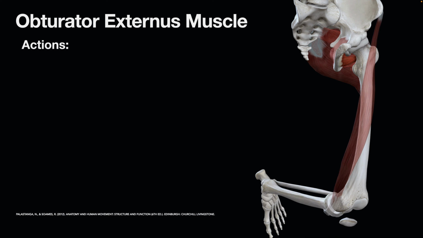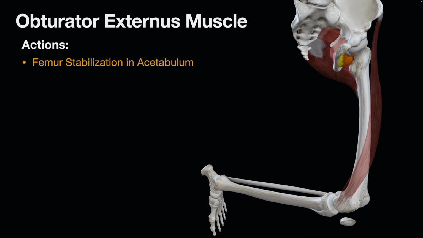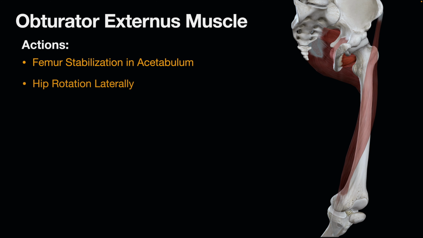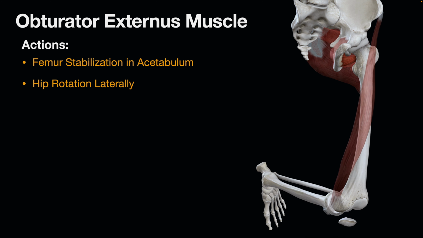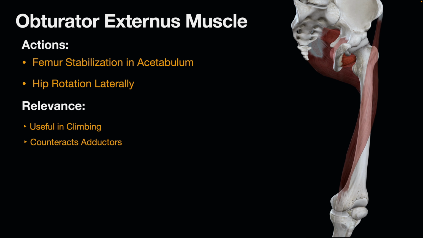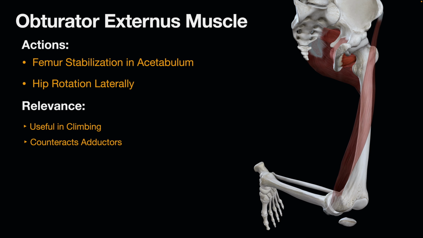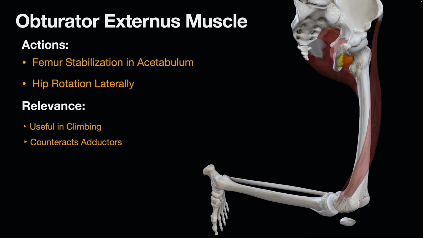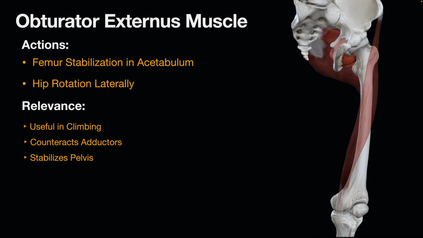The obturator externus has two primary functions: stabilization of the femur in the acetabulum, and lateral rotation of the femur when the hip is extended. This is especially useful in climbing. It also plays an important role in walking, counteracting the medial rotation caused by the anterior adductors of the thigh, and together with the other short muscles around the hip, contributes to pelvic stability.